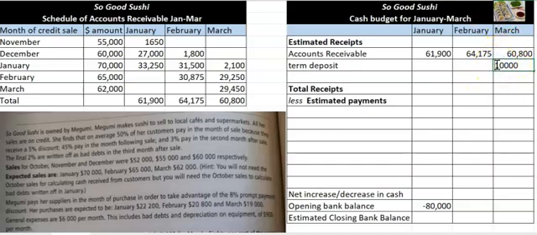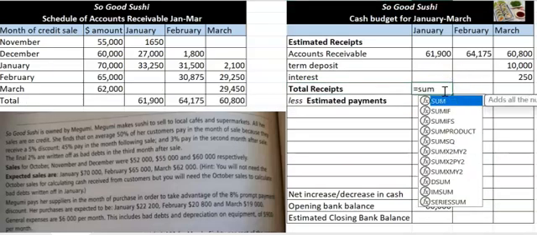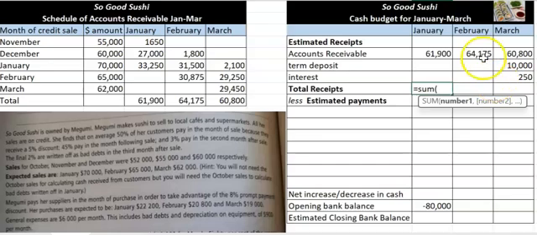You can do it separately. The book and the answers add the two together, but we'll do 10,000 times 5%, and because it's half a year, we'll divide it by 2. So we'll add 250. So in the total receipts, we'll just add up, and that's the first part.